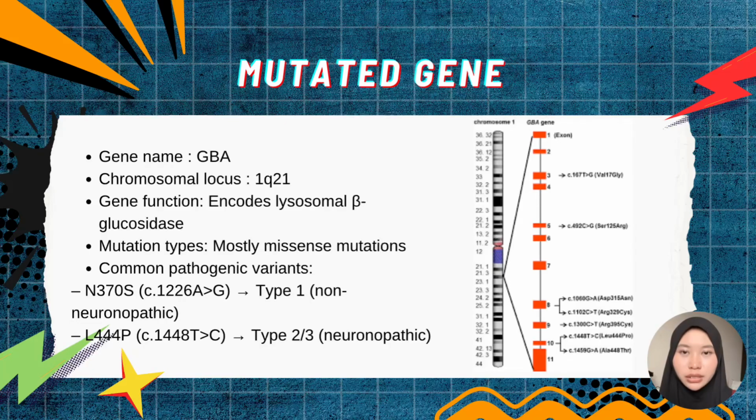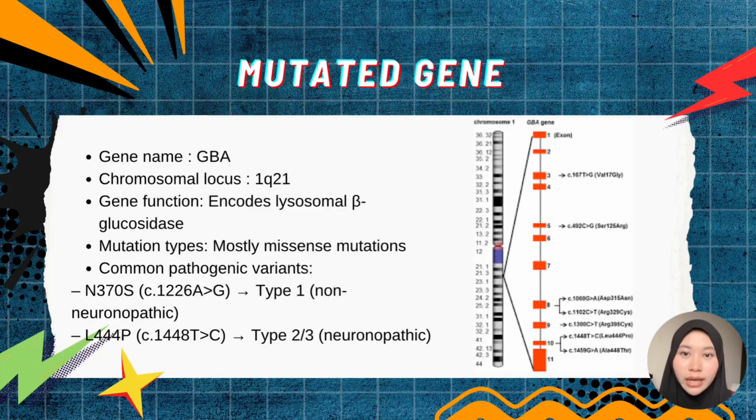The GBA gene gives instructions in making of an enzyme called beta-glucosidase. This enzyme lives in lysosomes, which are responsible for breaking down unwanted cells. The site of mutation is at 1q21, which simply tells us that the mutation occurs at chromosome 1, at the long arm, region 2, and band 1. The most common mutation type is missense mutation, where one DNA base change causes one amino acid to change, leading to altered shape and function.